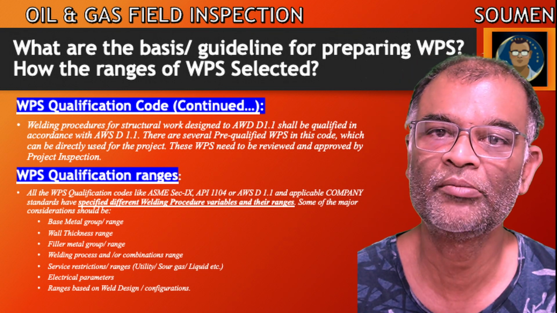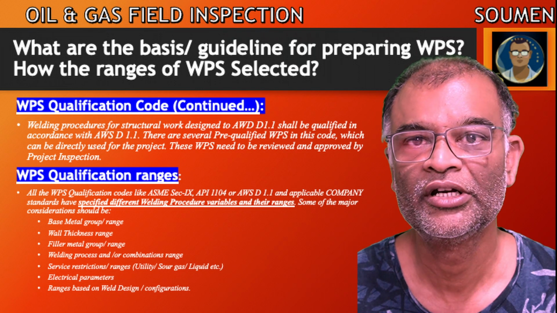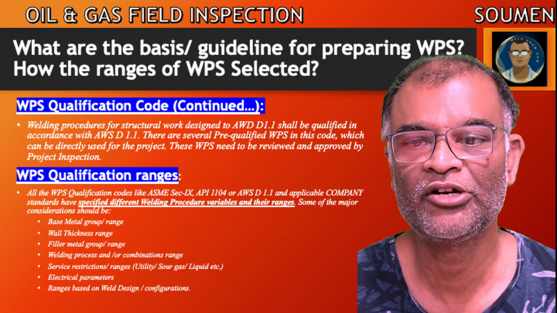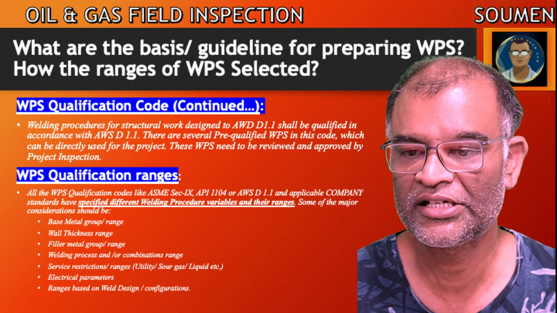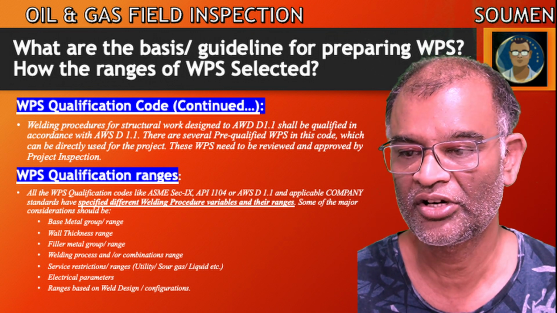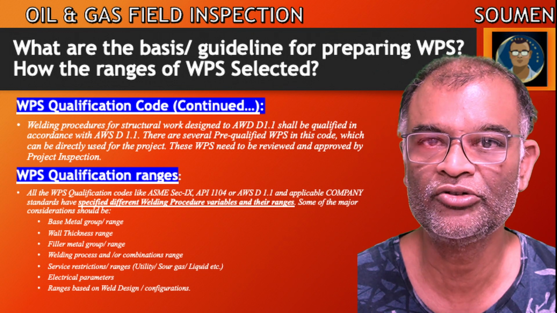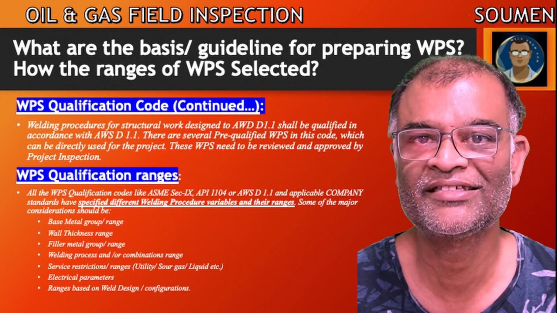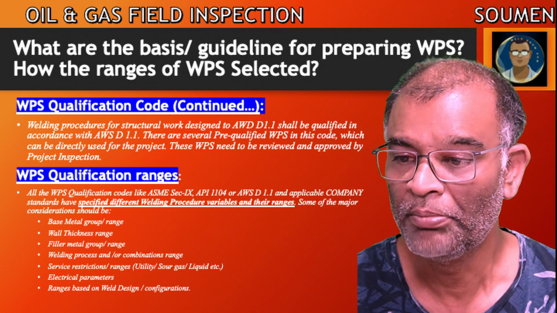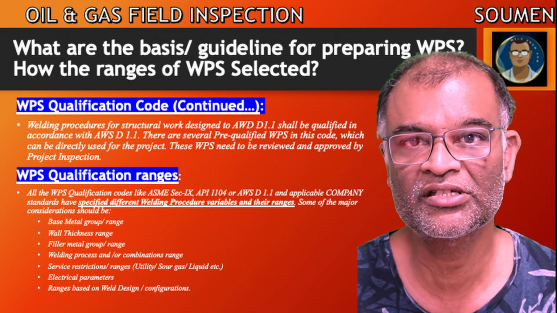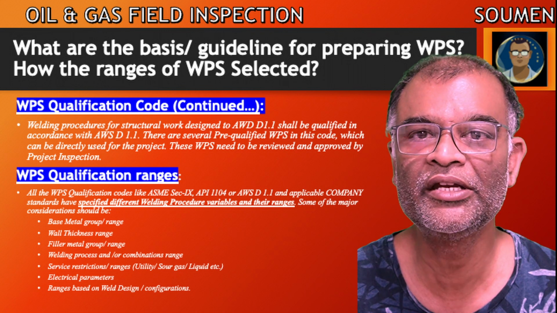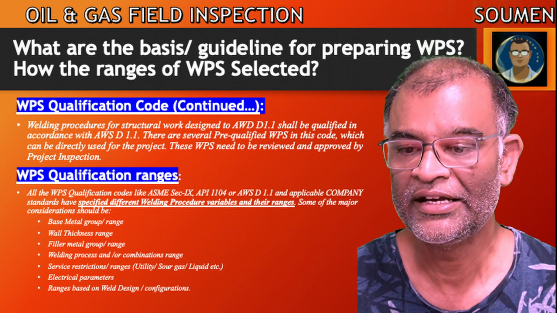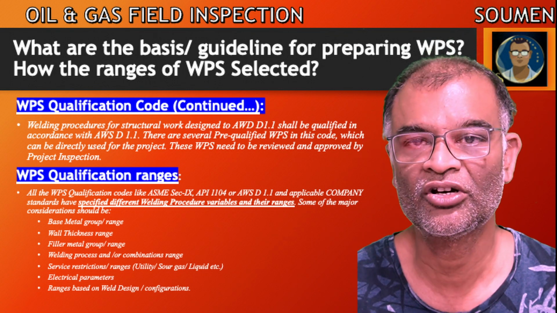Let's say we can have only SMAW or TIG welding, GTAW as a root or filling and capping as manual. So this combination also has a range. Service restrictions or ranges. Let's say if we have a utility line, that WPS will have less restriction in the ranges. But sour gas service is a severe service which will be restricted by many parameters. Electrical parameters ranges based on the weld design and configurations.